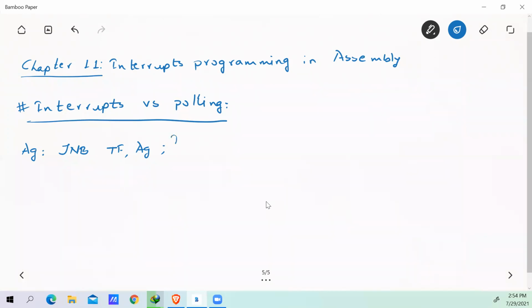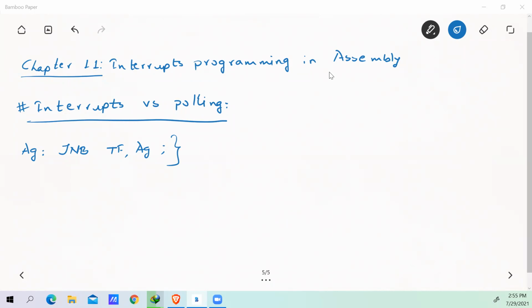What did it actually do over here? I mean, why did you need this? What is TF? Anyone? What is TF? Timer overflow flag. Uh-huh. So the timer overflow flag. Why do we need TF?